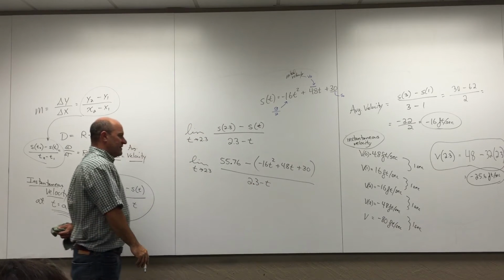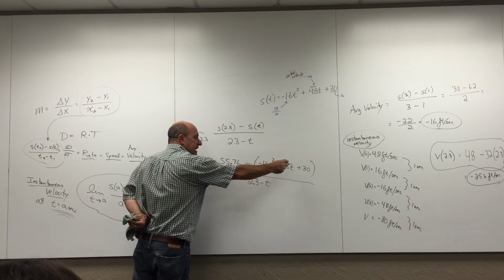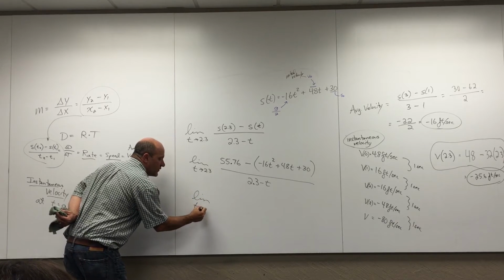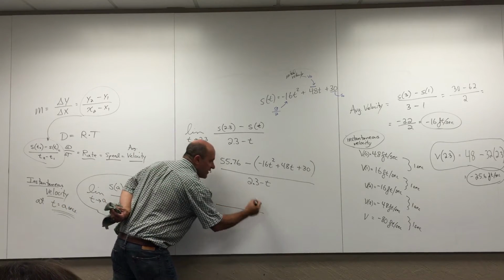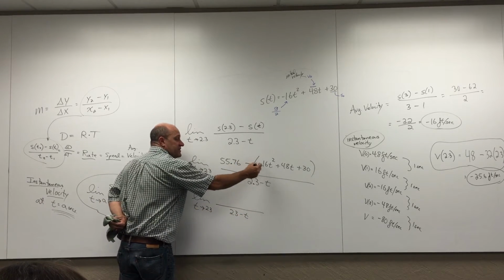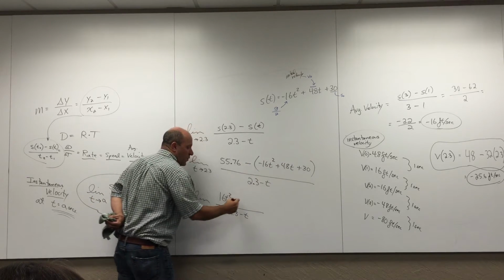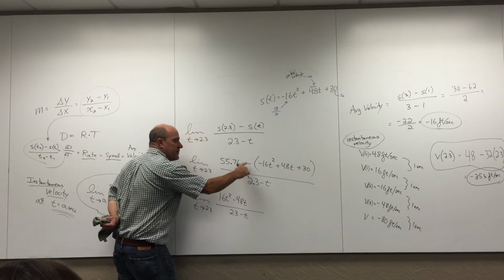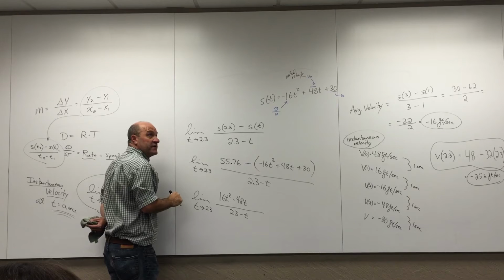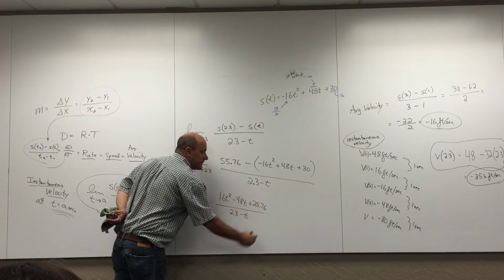Let me clean this up. I'm going to distribute the negative sign. I'm going to gather like terms, and this is going to look a little different. You ready? As t goes to 2.3, the denominator is 2.3 minus t. The numerator is going to be, watch this, a positive 16t squared. Do you agree with that? Yep. A negative 48t. Yep. And if I distribute this negative over here, negative 30, and add it to the 55.76, that would be 25.76.